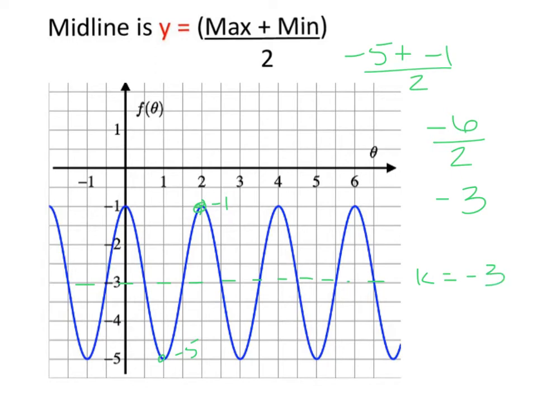So basically your midline is just the halfway point between your max and your min, and it's really important because what it does is it takes the x-axis and basically shifts it down towards it. Hence why it's called a vertical shift in the formula.